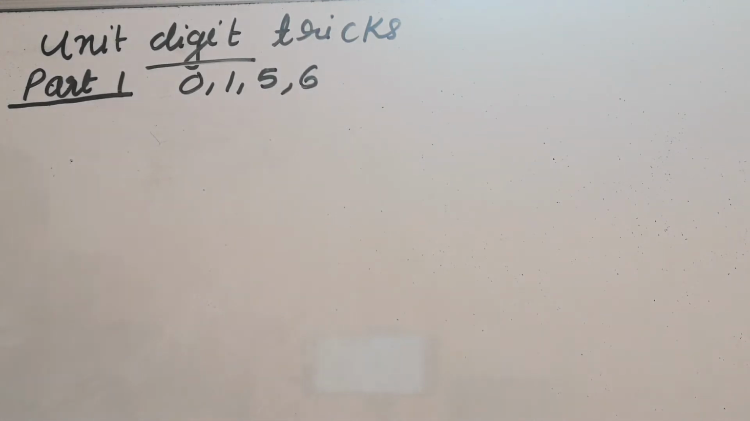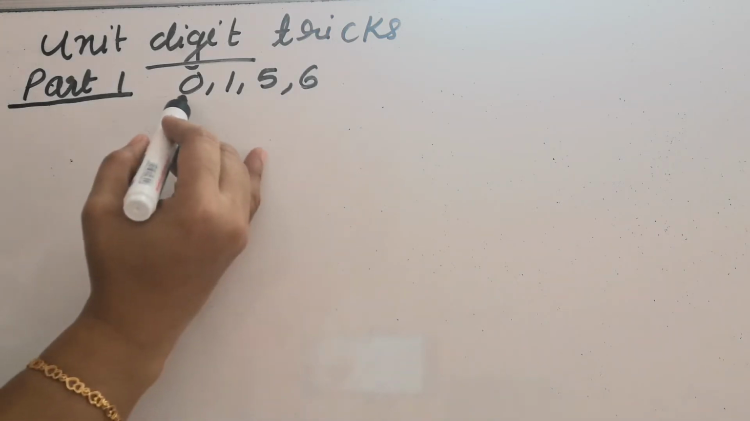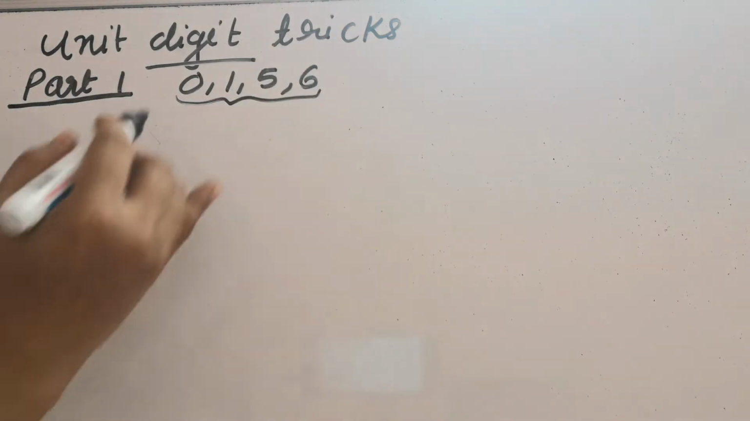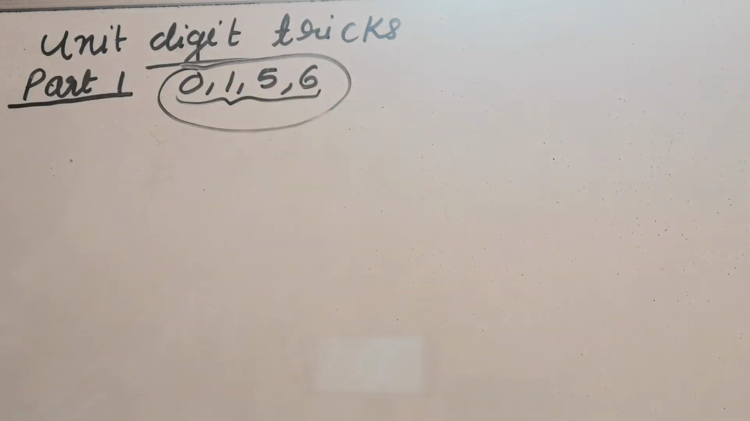Today's topic is unit digit tricks. Okay, then part 1. We have to take the numbers 0, 1, 5, 6. These four numbers have the same characteristics.